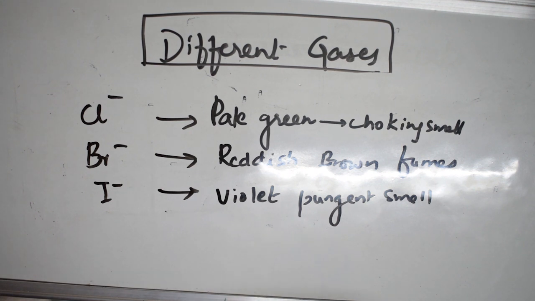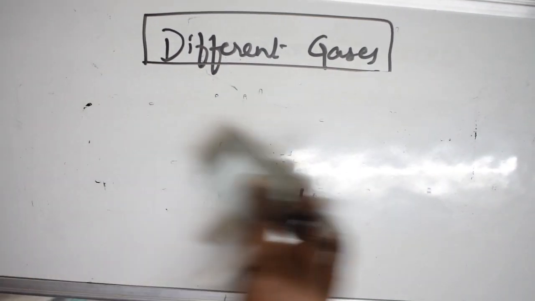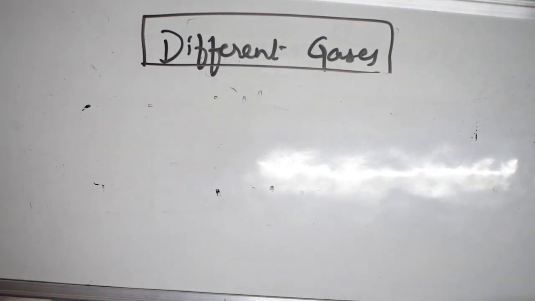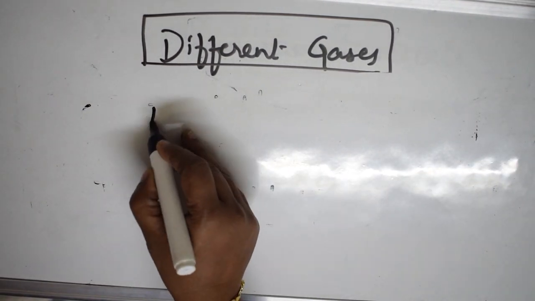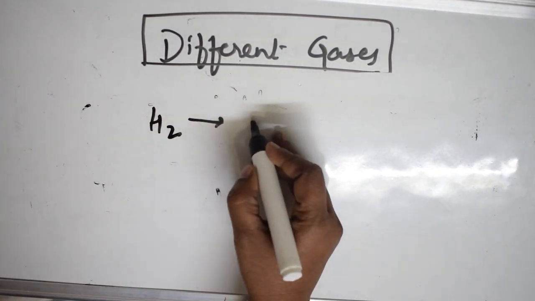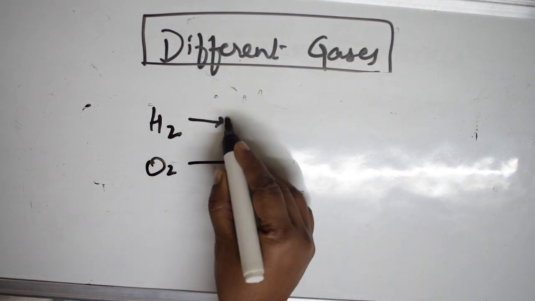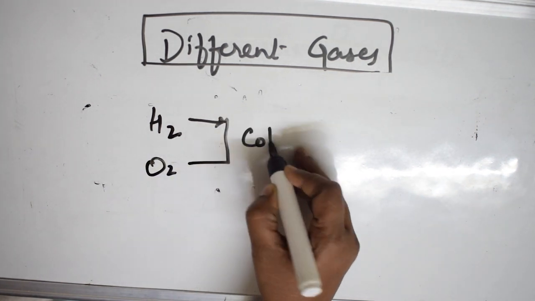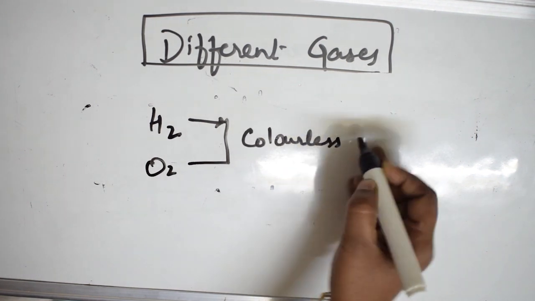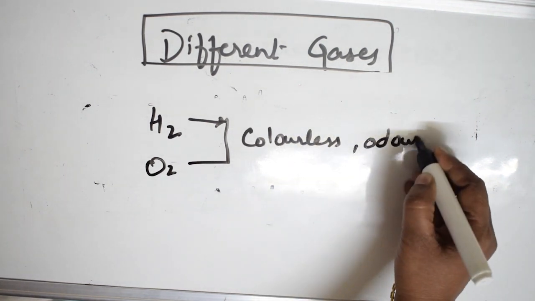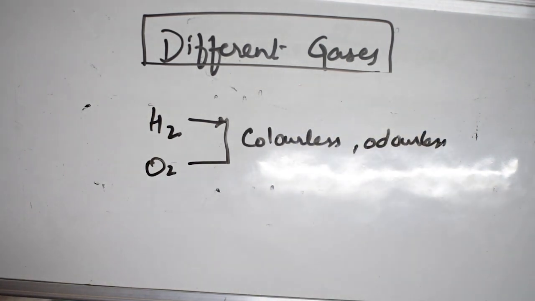Right students, now till now what did we learn? We have learned carbon dioxide, sulfur dioxide, H2S, NO2, acetate, chloride, bromide, iodide. Now let us take one more: hydrogen gas and oxygen gas. It's simple. Hydrogen and oxygen are both colorless and odorless gases, correct students? Done. So how are you going to test?